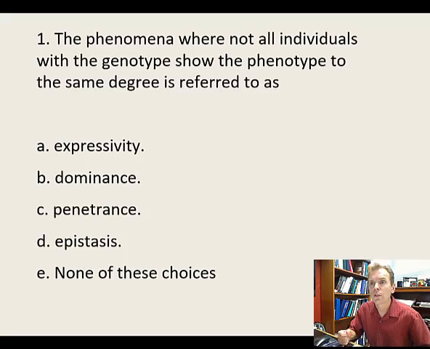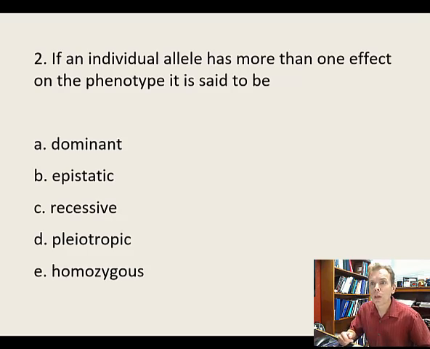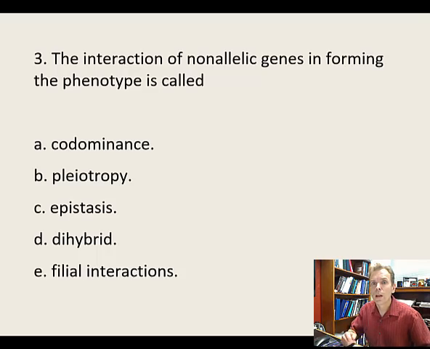The first question is this one. The phenomenon where not all individuals within the genotype show the phenotype to the same degree is referred to as what? Second question, if an individual allele has more than one effect on the phenotype, it is said to be what? And number three, the interaction of non-allelic genes in forming the phenotype is called what?